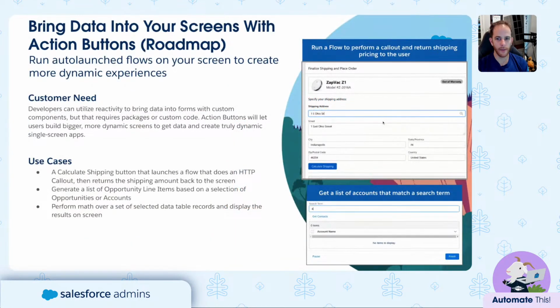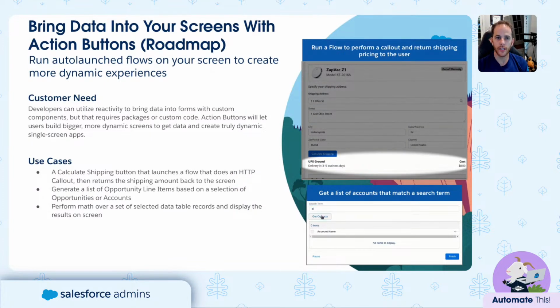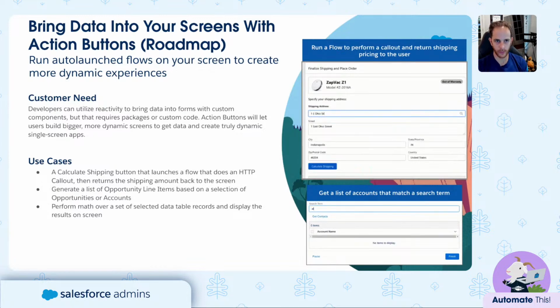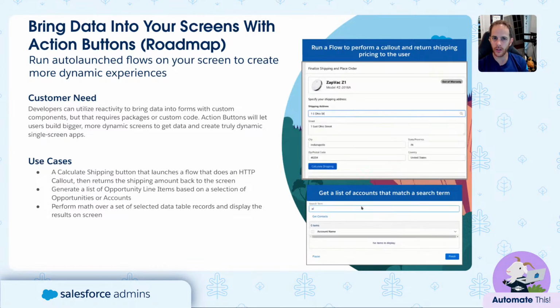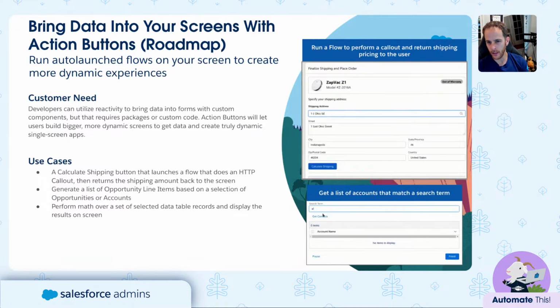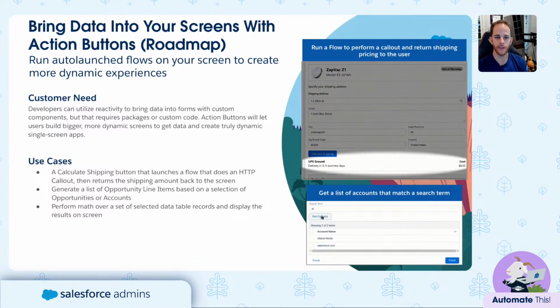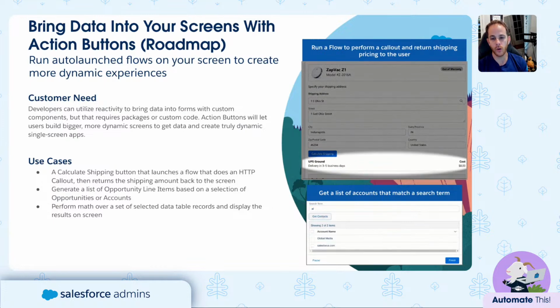And then lastly, to wrap things up, the next era of reactivity is around getting data into your screen. So I'm happy to show off action buttons, which are going to be a way to basically run autolaunched flows to bring in more data. So basically, the way I would think about it is think Datafetcher, but with a button. And instead of a SOQL query, you're running a flow. And so this is going to just open the floodgates of what's possible with screen flows, right? Because you could do far more than a SOQL query.